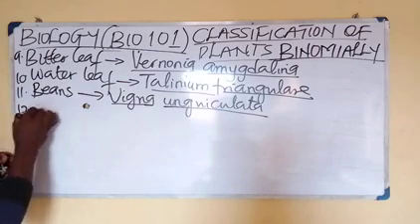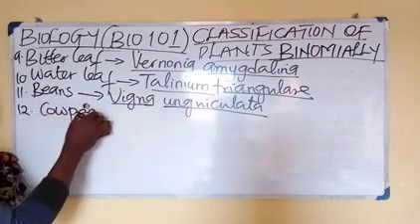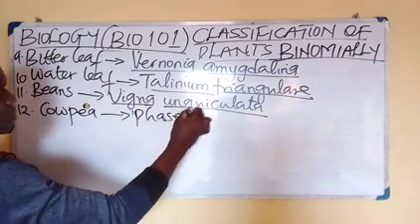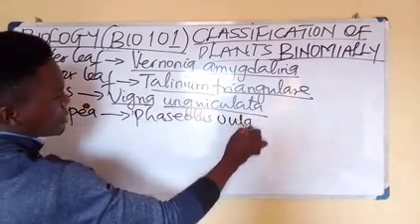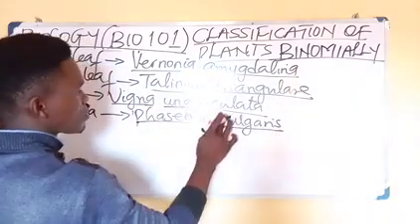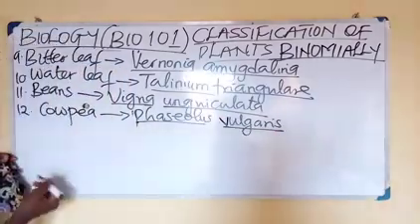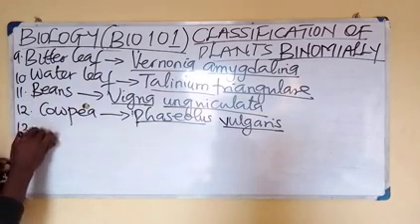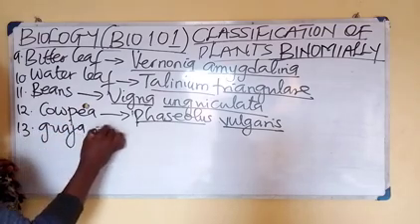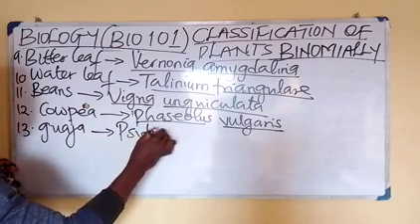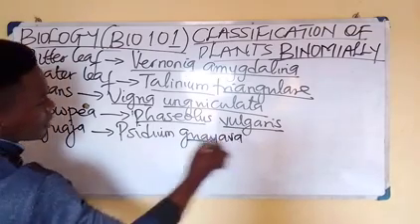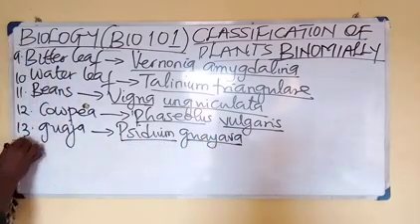And the cowpea. Cowpea is Phaseolus vulgaris. That is a small v for vulgaris. Thirteen. Let me bring in guava. It's called Psidium guajava. Then fourteen, plantain.